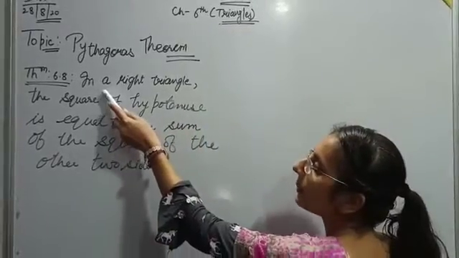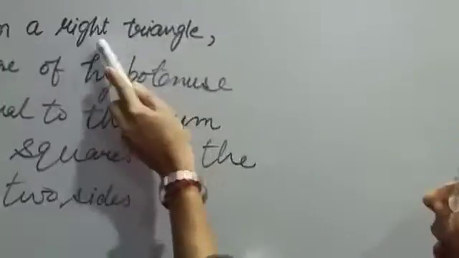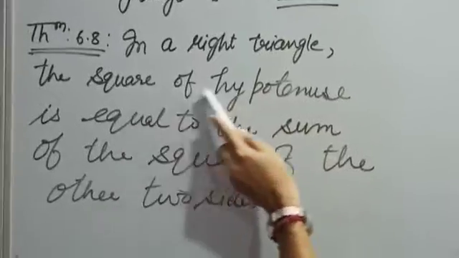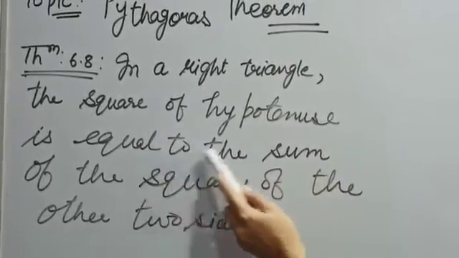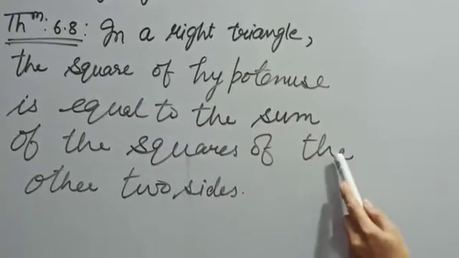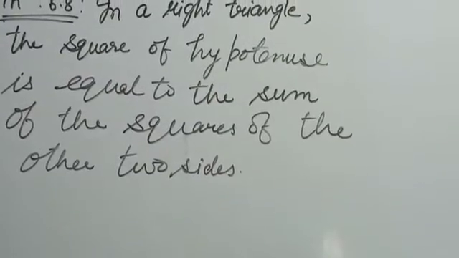Here is the statement. It is given that in a right angle triangle, the square of the hypotenuse is equal to the sum of the squares of the other two sides. This thing we have to prove.